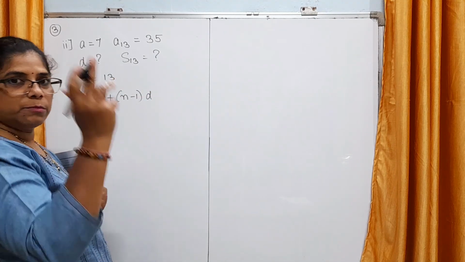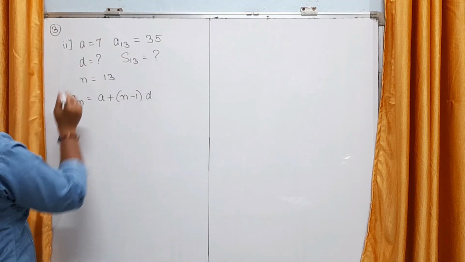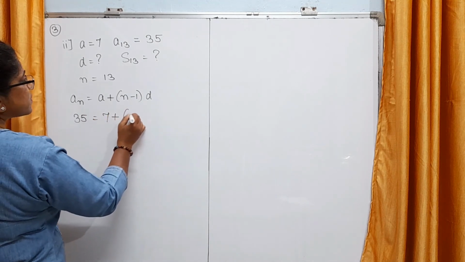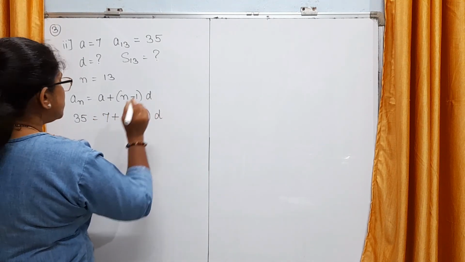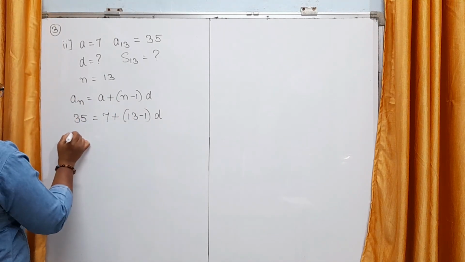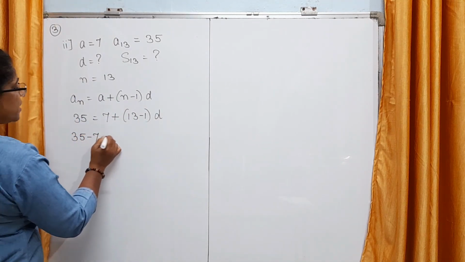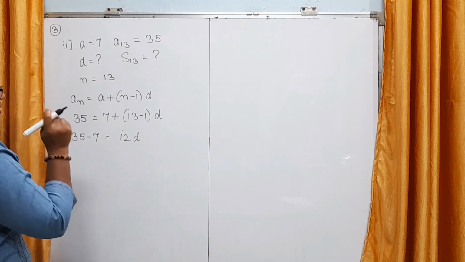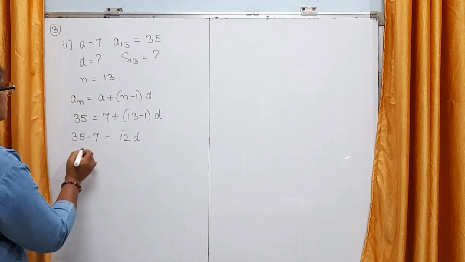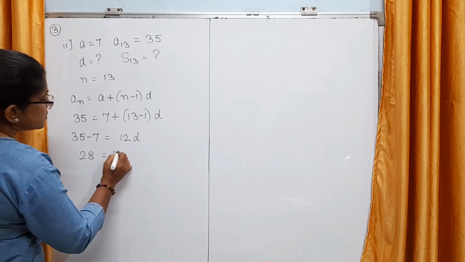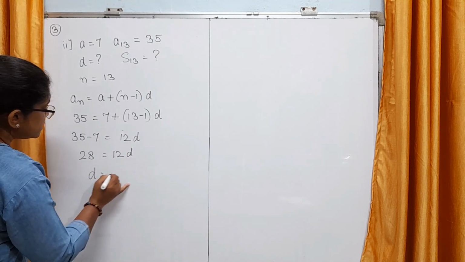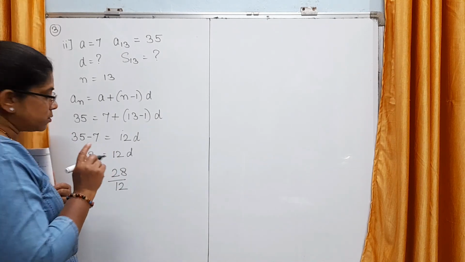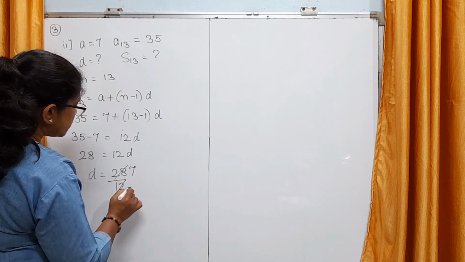An is equal to A plus n minus 1 into D. A13 is 35, A is 7, plus 13 minus 1 into D. 7 we will shift it to LHS. 35 minus 7 is 28, and 13 minus 1 is 12, so 28 is equal to 12D. So D is equal to 28 upon 12. 28 upon 12, 4 7s are 28, 4 3s are 12.